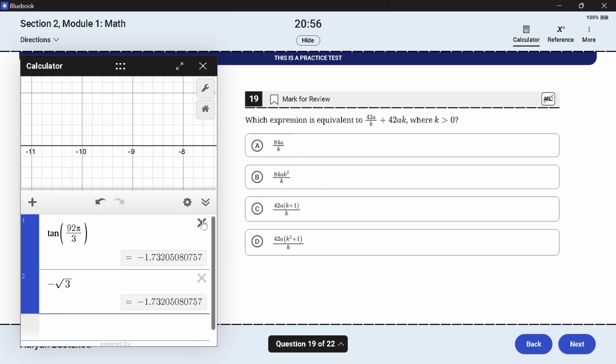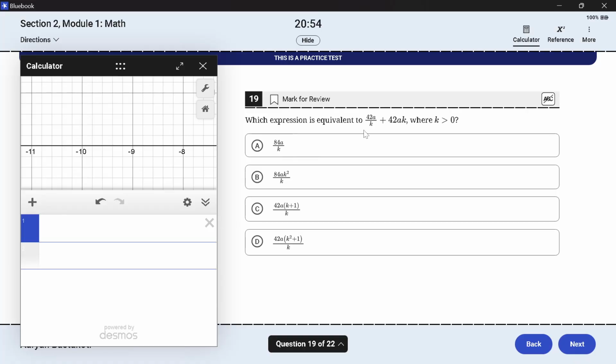Now, which expression is equivalent to 42a upon k plus 42ak, where k is greater than 0? For this we can just do it in a way. 42a plus 42ak squared, when we take the LCM of k and 1, it would be upon k, 42a plus 42ak squared. And if we take 42a as a common term, 1 plus k squared would be the final answer. So 42a, 1 plus k squared upon k would be the final answer.